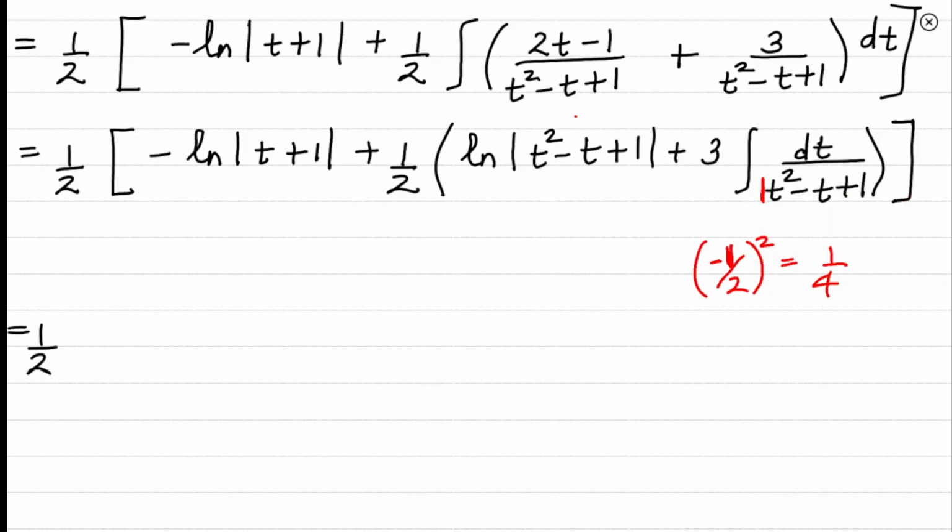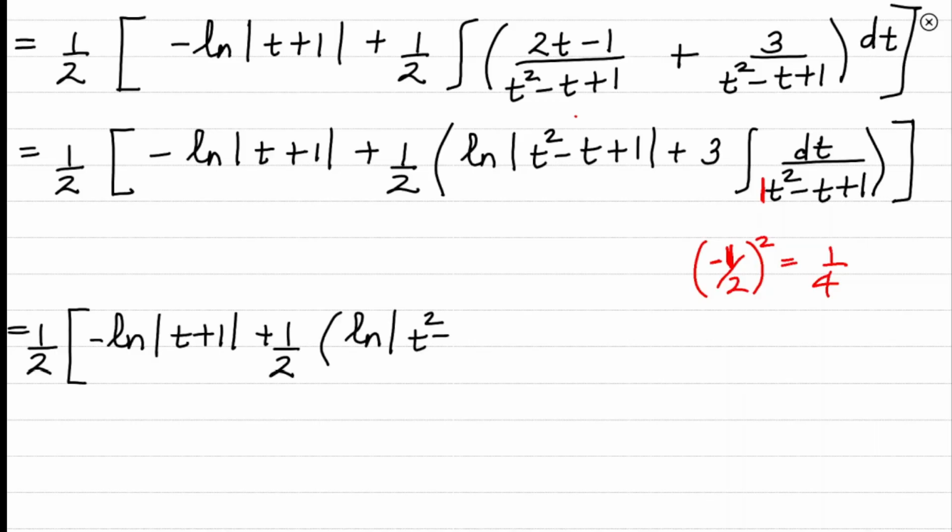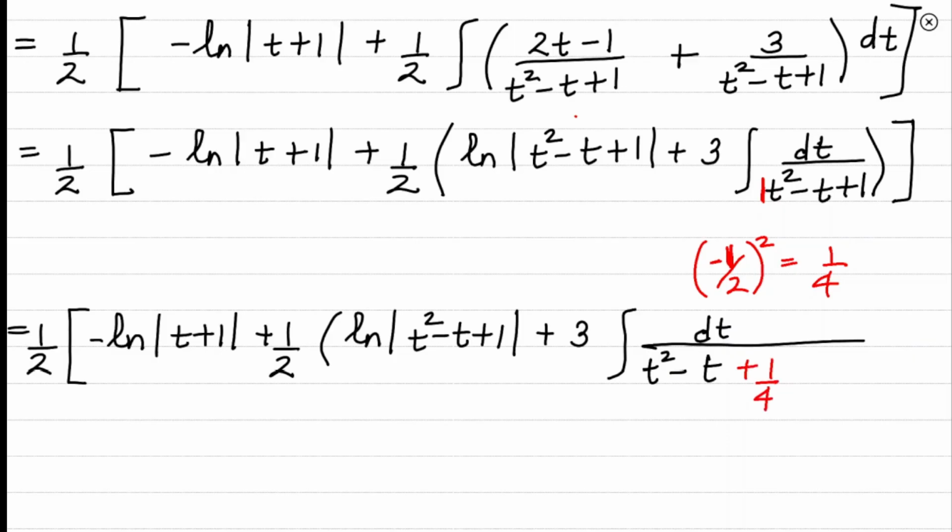So let's simplify this. We have 1 by 2, everything else I can just write the way it is, ln mod t plus 1, plus half bracket ln mod t square minus t plus 1, plus 3 times integral of 1 divided by t square, in the numerator we have dt. So t square minus t, let's add 1 by 4, and we have plus 1, and we can subtract 1 by 4 here. Then we can close the round bracket and then close the box bracket. I hope that made sense.